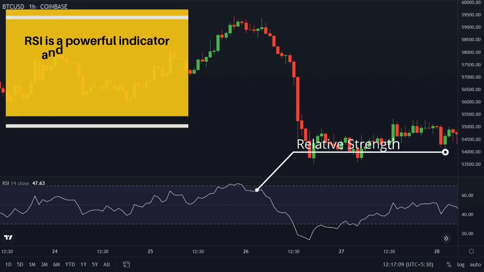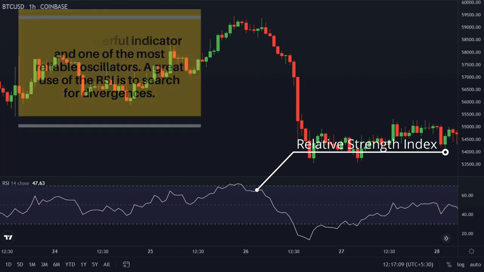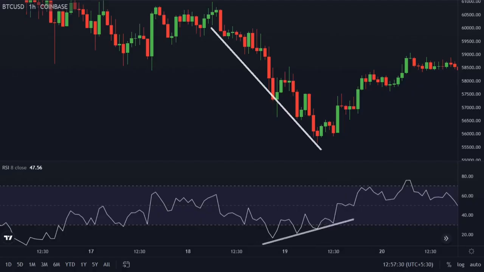The relative strength index is a powerful indicator and one of the most reliable oscillators when used correctly. A great use of the relative strength index is to search for divergences between the RSI and the price of the stock. How to trade divergence? Usually, an RSI divergence means that the RSI indicator is moving in the opposite direction to the price. Therefore, as the price moves, the RSI tells us in advance to anticipate a change in direction.